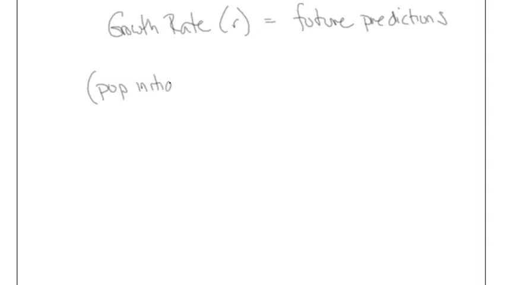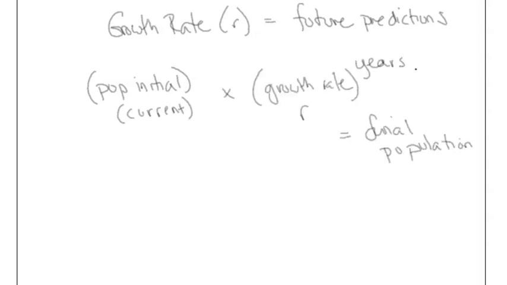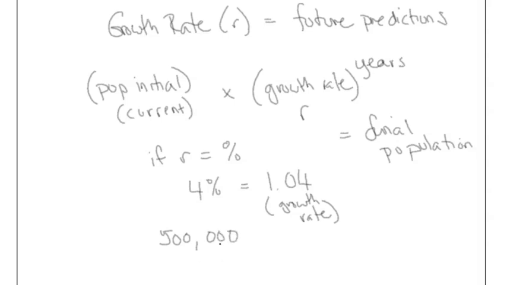So the initial population, the current population, times the growth rate, and then multiplied by the power of years. So if you had R, which is a percentage, so let's say 4%, that's 1.04 as the growth rate in total. So you take this 500,000 population, which is the current population, times 1.04, and you keep doing that same times 1.04 ten times, you would get an increased population total after 10 years of 740,122. So it's an easy way to calculate that future population number based on the growth rate.